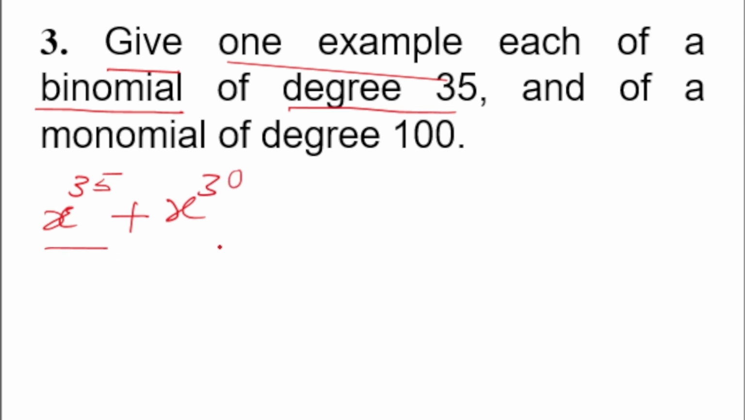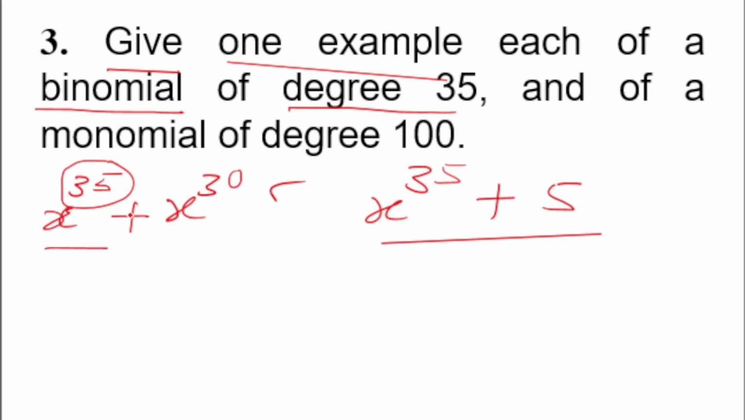So this is a binomial. It has two terms and the highest power is 35. That means the degree is 35. So it can be like that, or x to the power 35 plus 5, or something like that. So any term or expression is possible, right?